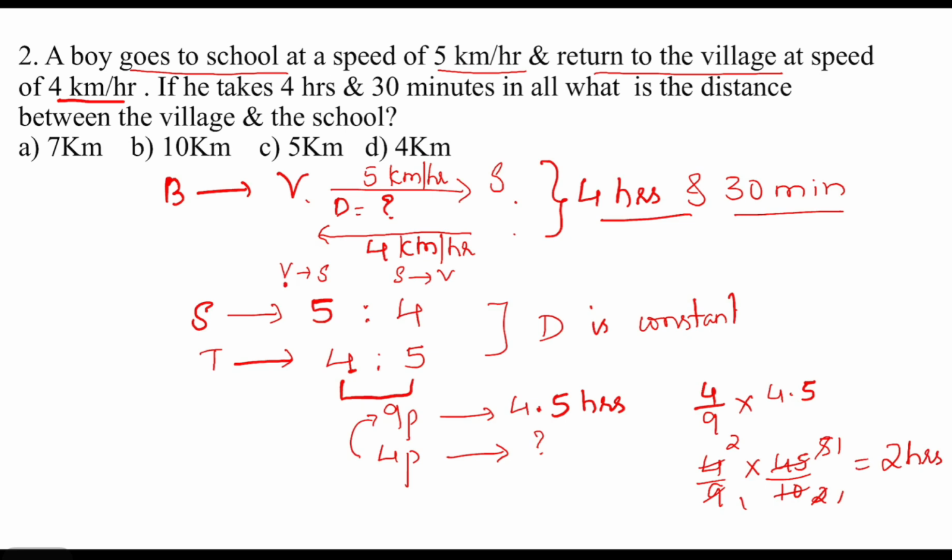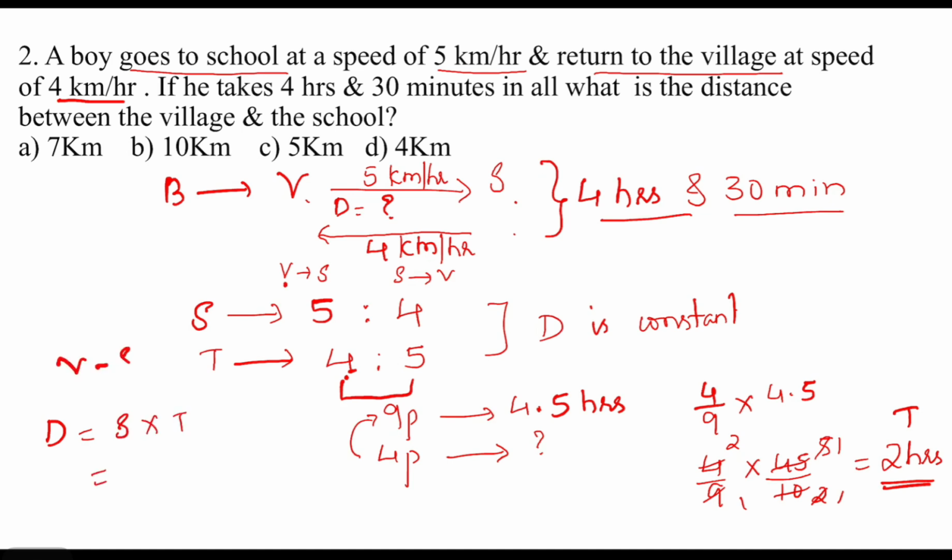So from village to school, that is 4 parts, isn't it? From village to school, how much time will he take? He'll take 2 hours. Now we know time from village to school and speed from village to school, that is 5 km per hour. So from this we can calculate distance. Distance is nothing but speed into time.